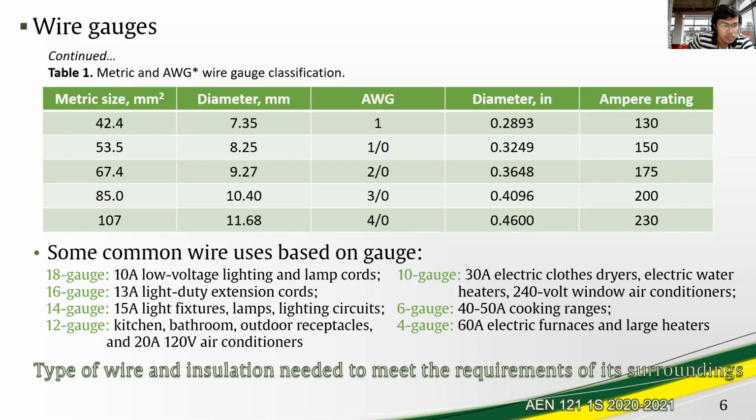We have the 18 gauge, 16 gauge. I'm referring to the AWG, okay? And the 14, 12, 10, 6, and 2. It's not given there, okay? So you have the 10 ampere low voltage lighting and lamp cords for 18 gauge, okay? 16 gauge is for 13 ampere light duty extension cords. Okay, 14 gauge is 15 ampere light fixtures, lamps, lighting circuits.